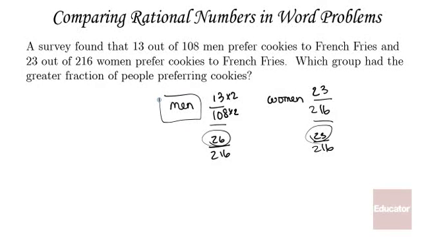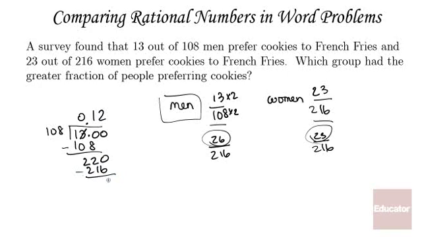You could also do this by turning the fractions into decimals. So 13 divided by 108. It will not go into 13, so we're going to put a 0, put a decimal here, and it will go into 130 once. 10 minus 8 is 2. We borrowed, so it's 2. And it'll go into 220 twice, giving us 216. And it won't go into 40 at all, so that's a 0.